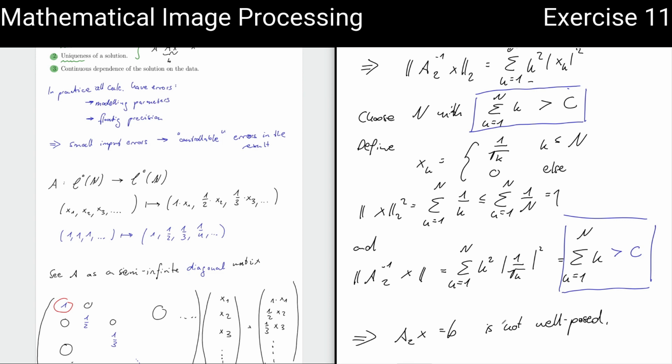So what does this mean for practical applications? In practical applications, you will have very large matrices that have a very high condition number. So even though the matrices are still invertible, calculating the inverse by means of a computer is not recommended.